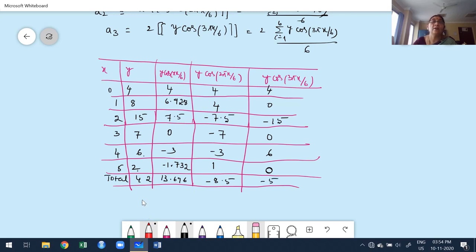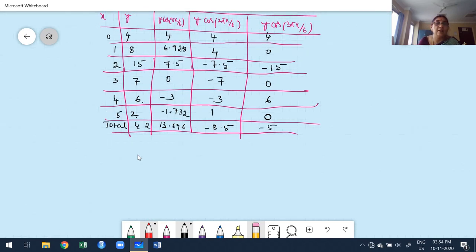And then you calculate immediately what our a naught is actually. You know the constant term. Constant term, they ask the constant term, is nothing but a0 by 2. Then 1 by 2 into 2 into 42 by 6. Simplify, we get 7. And then I have to find out a1. a1 is nothing but 2 into total of this, 13.696, divided by 6.